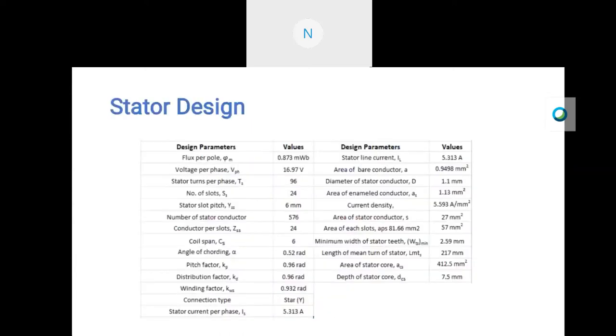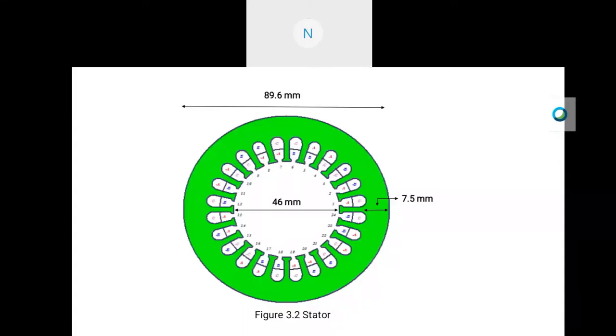In the slot dimensions, we calculated all the values, like limb width and slot depth, all in the table. All the things are calculated based on the amount of area we require for the conductors, and there is a space factor of 0.4. Based on the slot dimensions, we have calculated the leakage inductance of the motor. The leakage inductance is mainly dependent on the slot dimensions, but the calculations are not shown here.